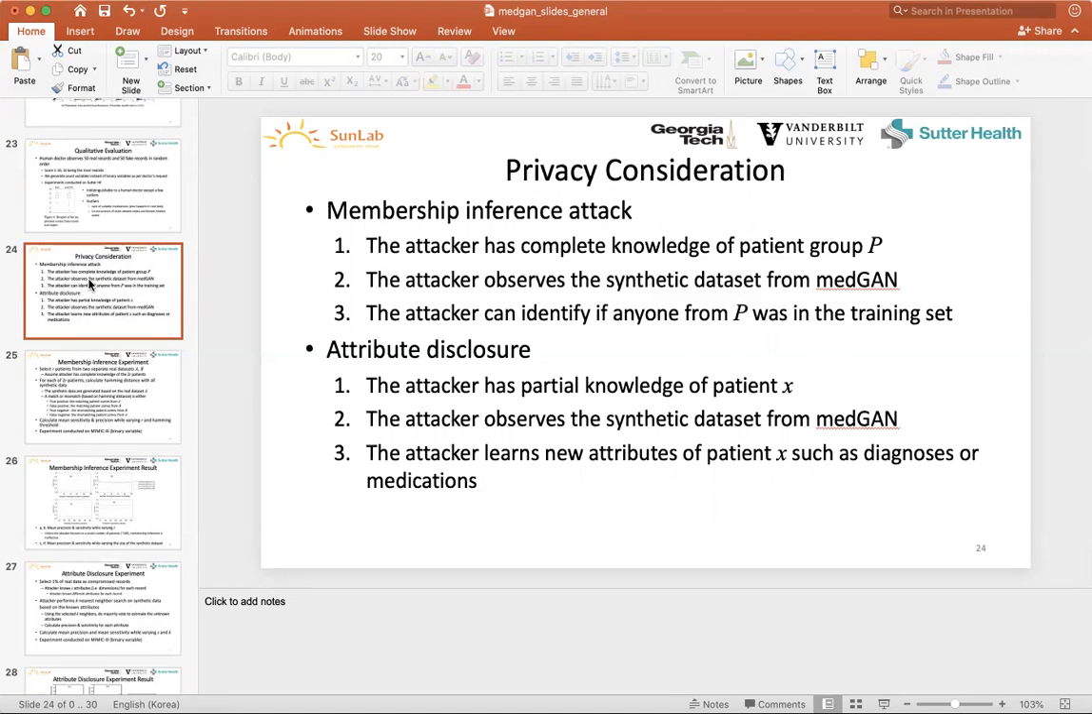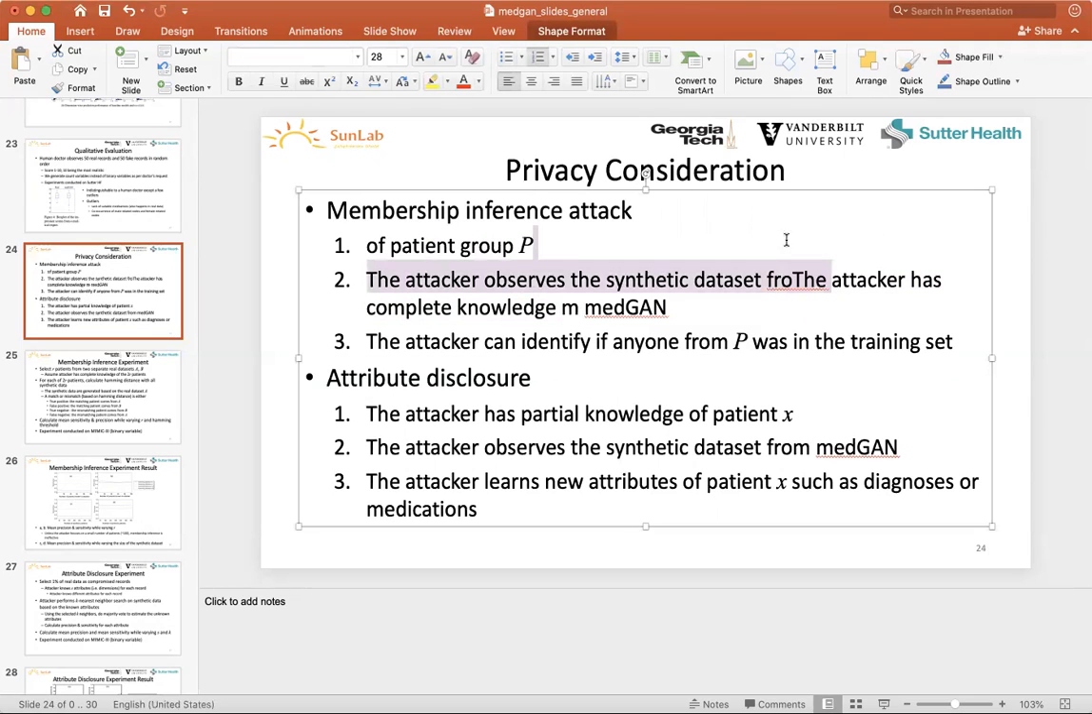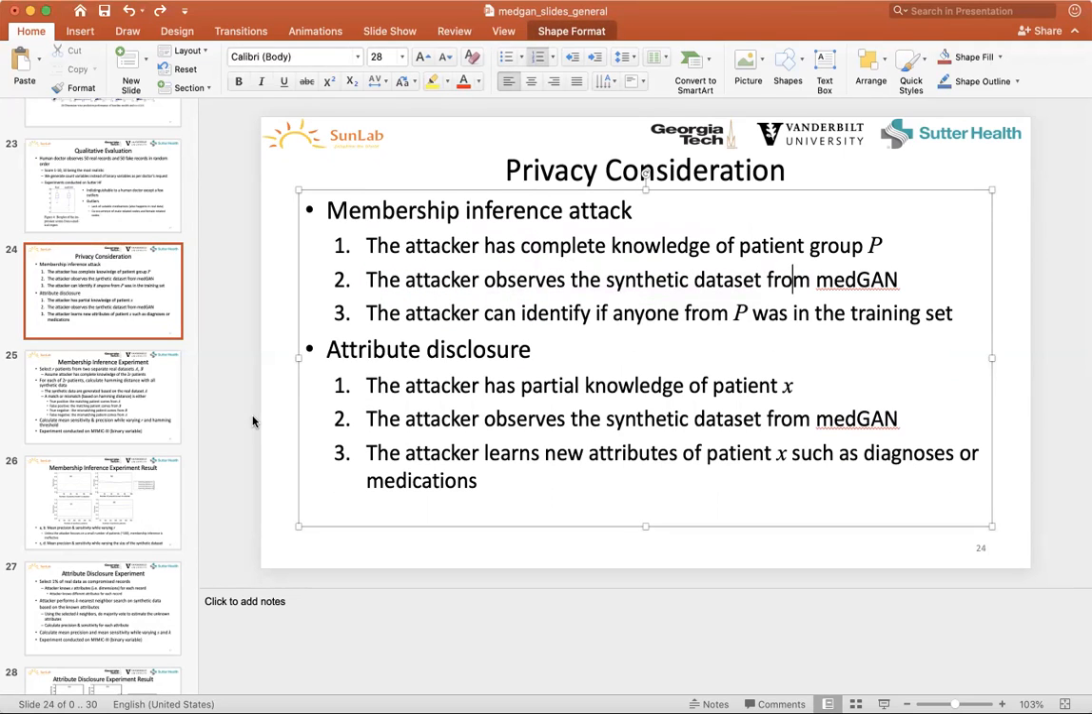In order to evaluate privacy preservation performance, we use two techniques: one, membership inference attack, and two, attribute disclosure. The membership inference attack is exactly this. The attacker has complete knowledge of patient group P. The potential attacker is the one who tries to look at the fake samples and mine the privacy information of the real samples.